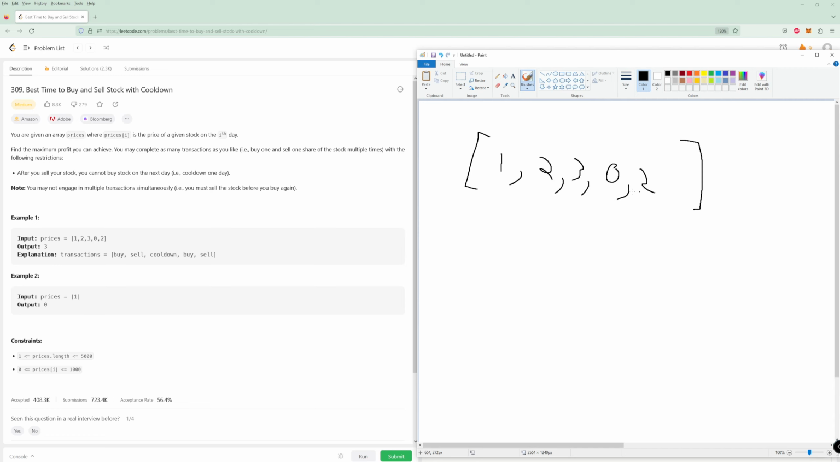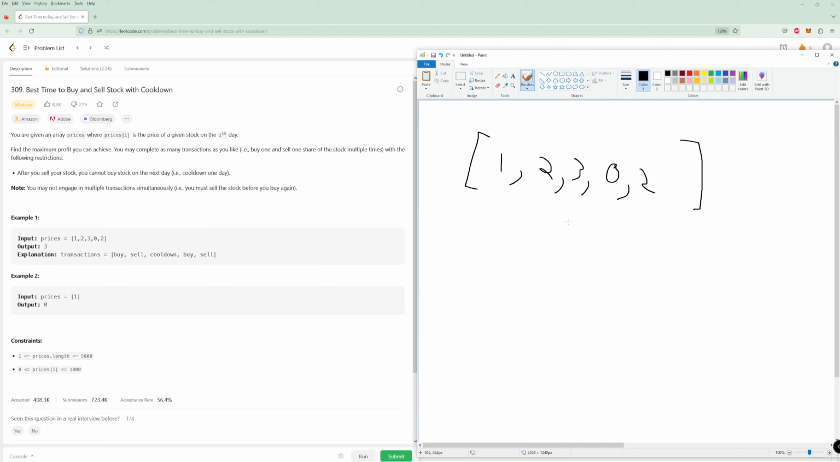Let's look at the optimal solution. So we buy here, we sell here, so we make one profit. Then we have a cooldown, which makes sense. This is the highest price, so we never want to buy here. Then we buy here, we sell here, and we have profit 2, and so our total profit's 3. So that's the difference: we can have multiple transactions. We're not just trying to maximize profit from one sale.